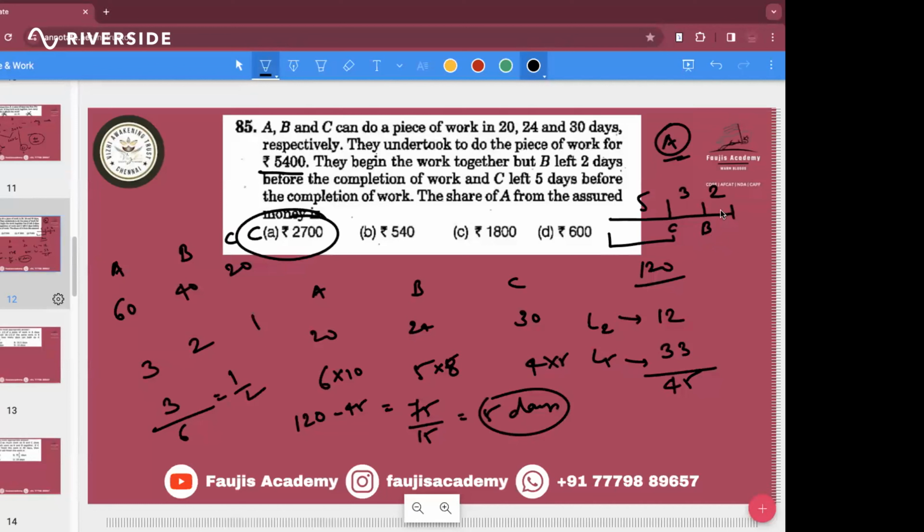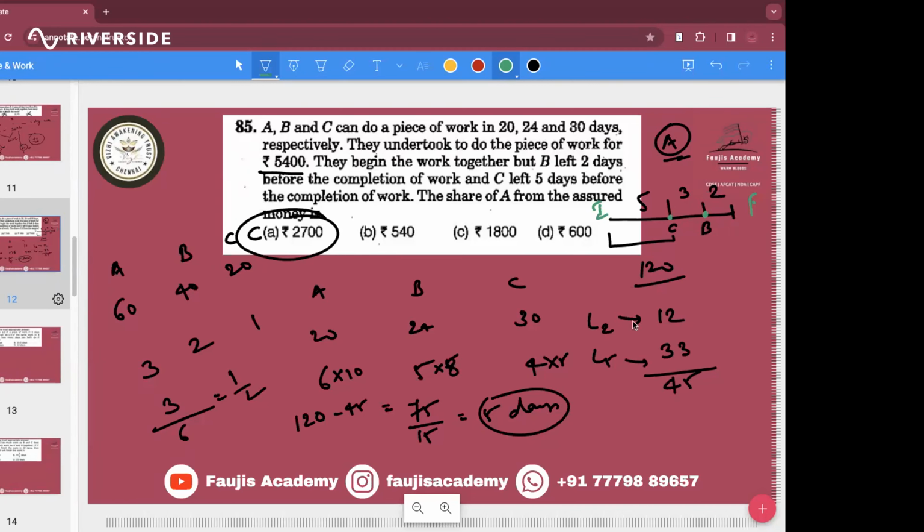So B left 2 days before the completion of the job. Okay. This is your initial point. This is your final point. So B left here. No, after the 2 days happened, that's what I'm writing about. Isn't it? Yes, sir. And C left 5 days before completion of the job. So C must have left 3 days before B. Yes, sir. Only if C leaves here, then C will leave 5 days before the completion of the job. Right.